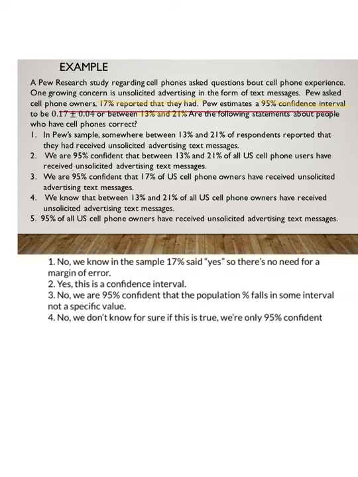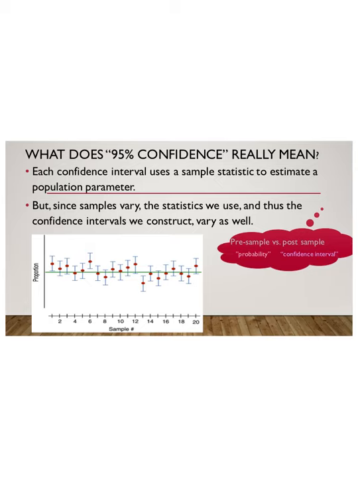We're only 95% confident. And last but not least, number five, 95% of all U.S. cell phone owners have received unsolicited text messages. No, our 95% is our confidence level, not the proportion of people receiving unsolicited texts. So hopefully these statements help you understand what it is we're trying to do. Each confidence interval uses a sample statistic to estimate the population.